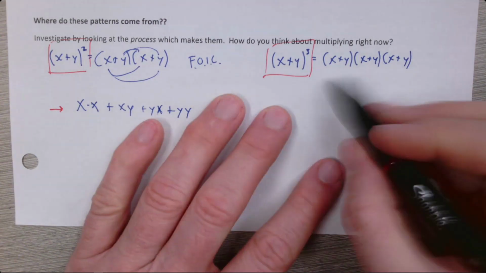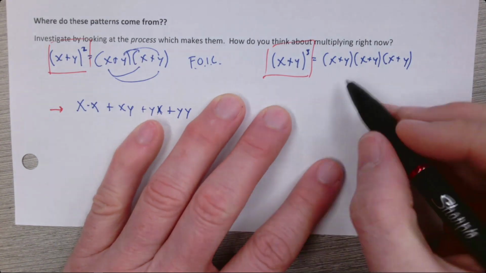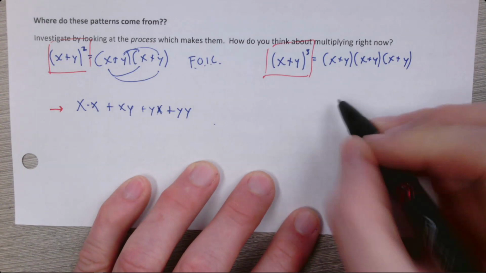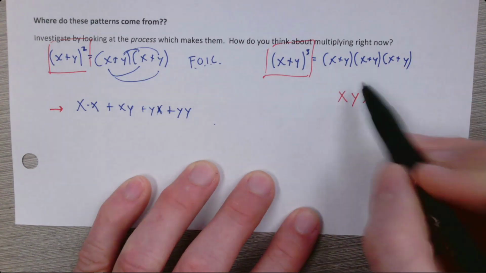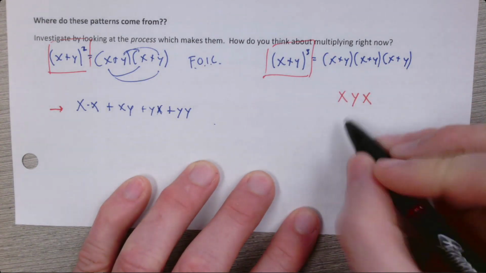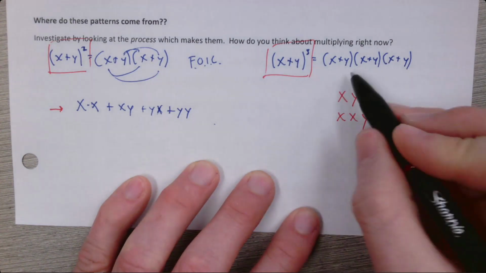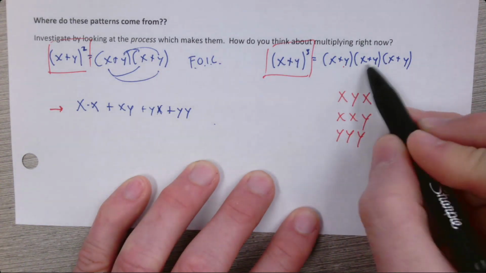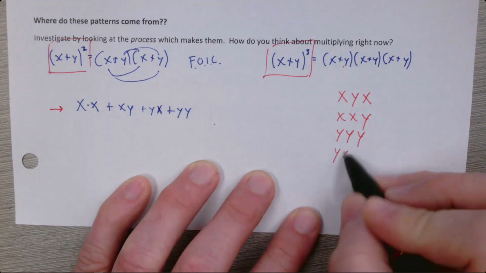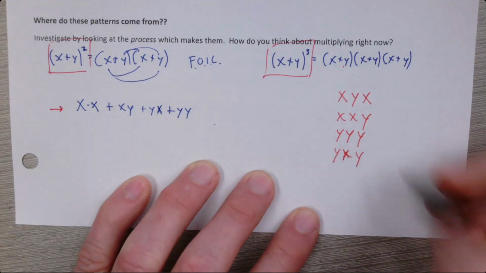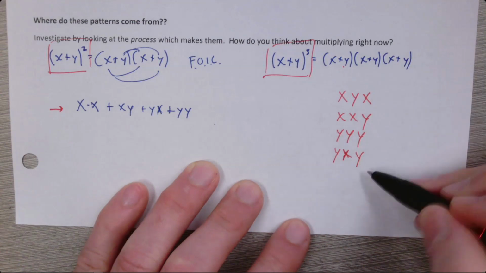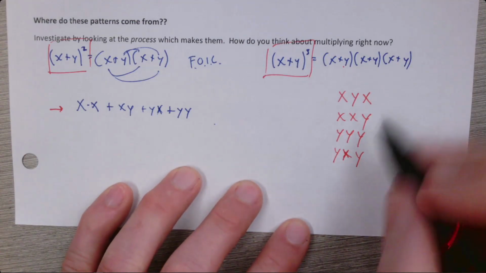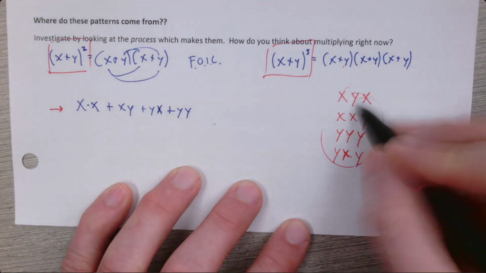But let's just randomly choose one thing from each to multiply. So I know when I multiply this out, I'm going to have a term that's x, y, x. And I know that I'm going to have a term that's x, x, y. And I know that I'm going to have a term that's y, y, y. And I know I'm going to have a term that's y, x, y. And now I'm getting worried because I don't want to repeat myself, but I also want to make sure I'm covering all of them. And so that's why it's sometimes better to do a systematic approach.